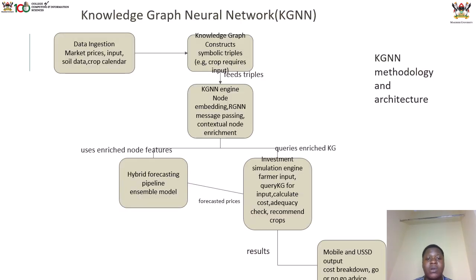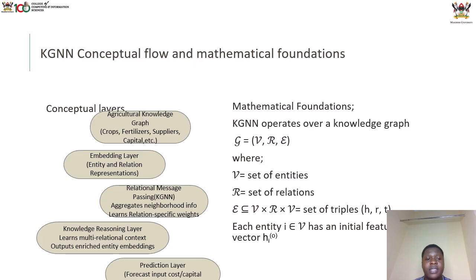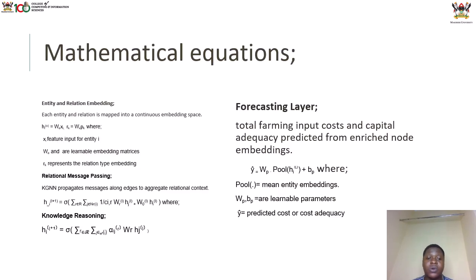Then I will now take you through the knowledge graph neural network. There's the knowledge graph neural network conceptual flow and mathematical foundations. So those are the mathematical foundations involved in that model, and these are also its other equations.